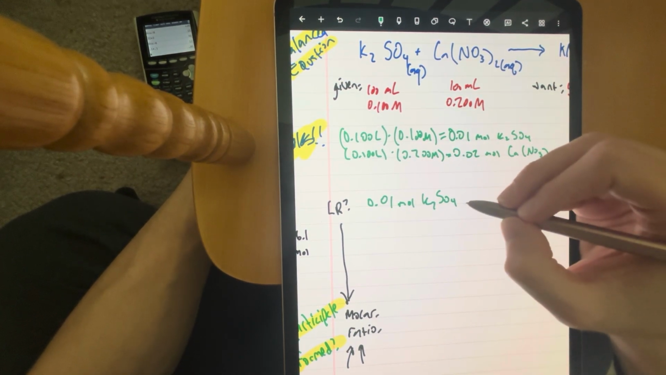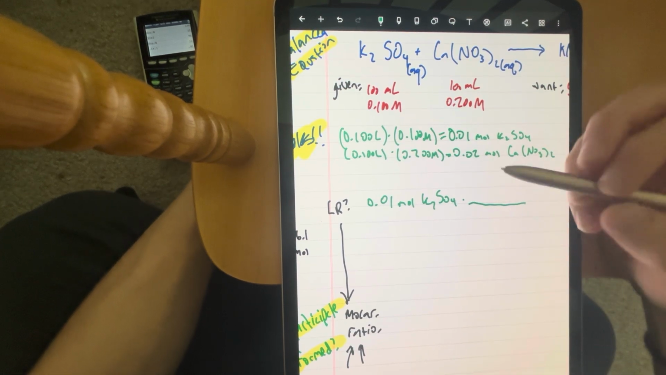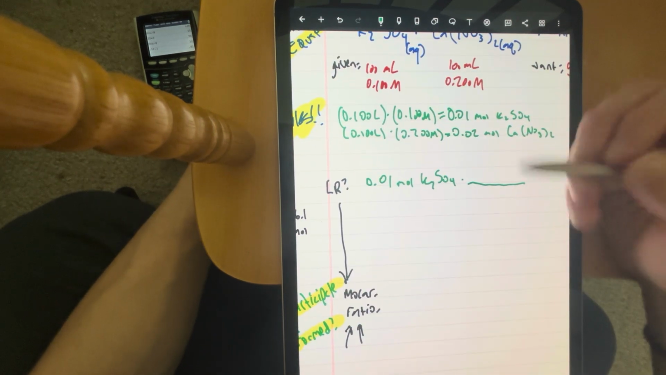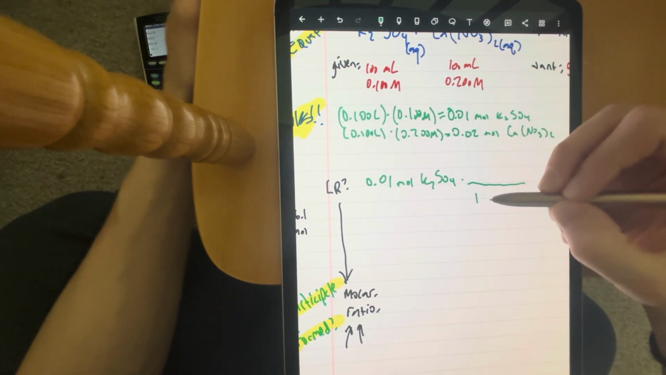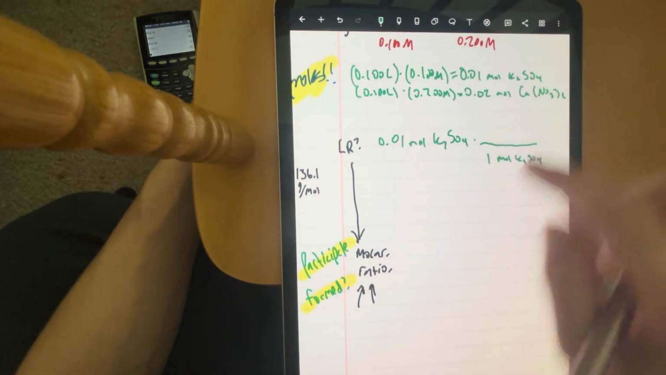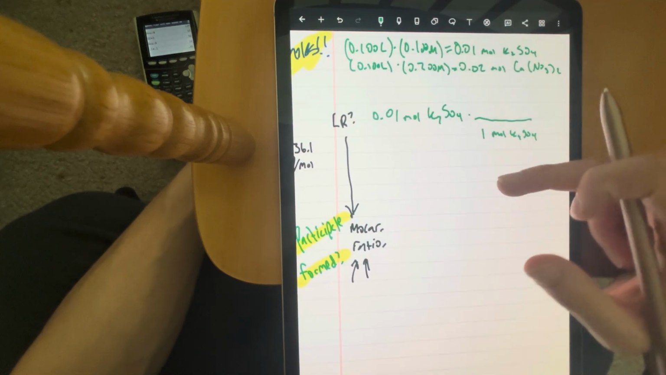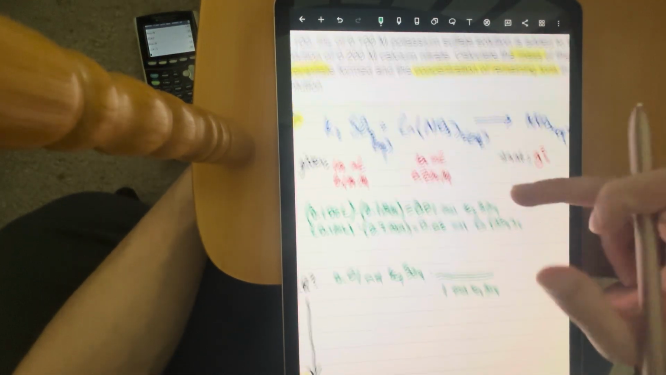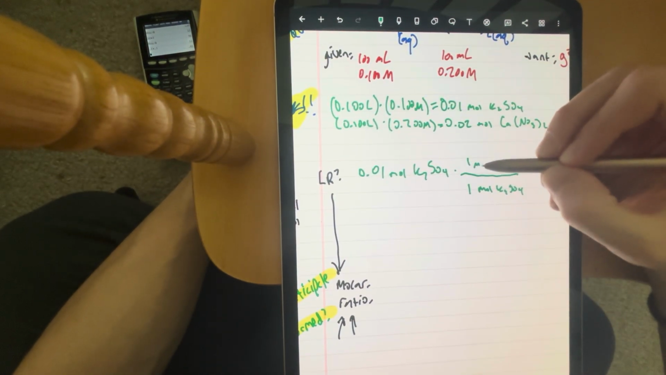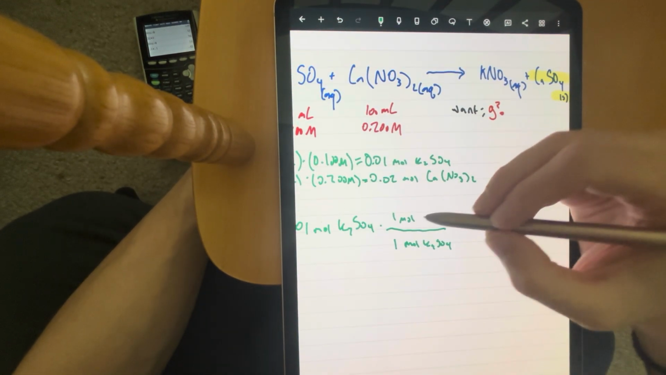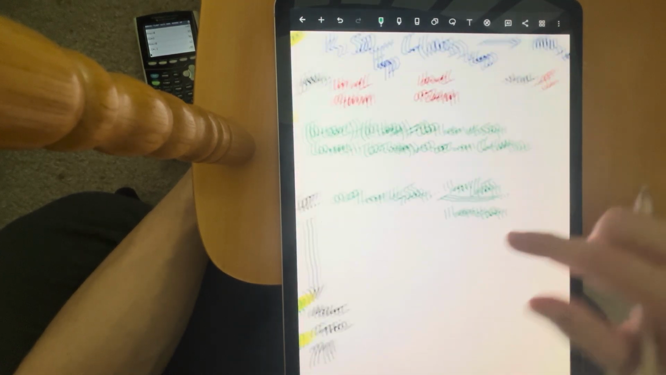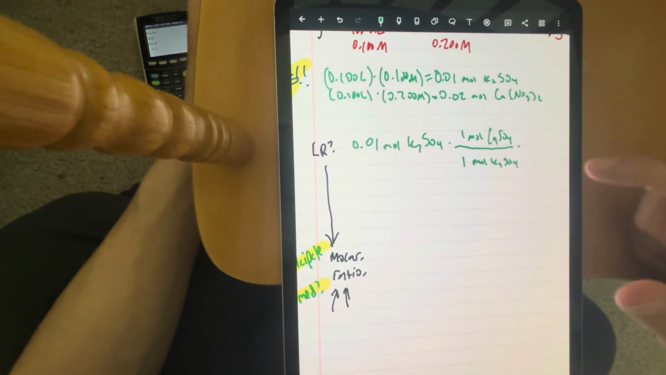K2SO4, and that's equal to whatever the ratios were. Let's say there was like a 2 over here, or whatever. You'd put the numbers here. But for these, we just have ones. So 1 mole of K2SO4, and we're trying to find out the precipitate formed. And so we're gonna do 1 mole of CaSO4, and then this is so we have our limiting reagent.